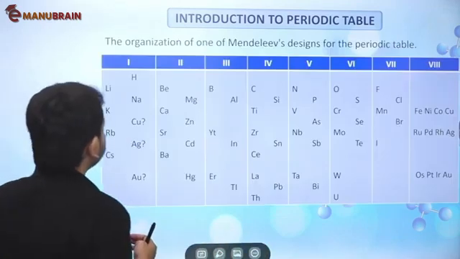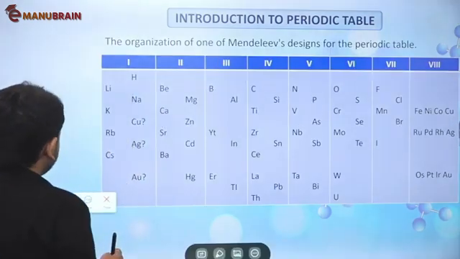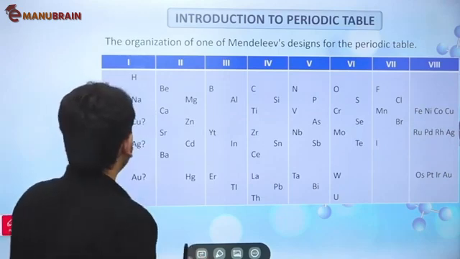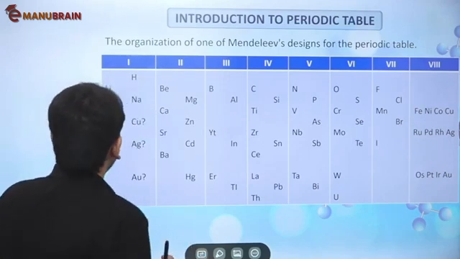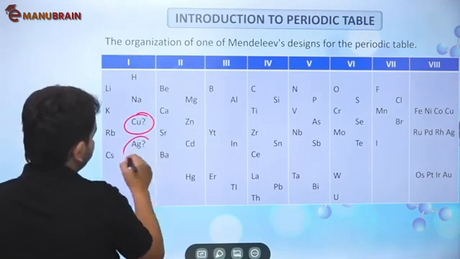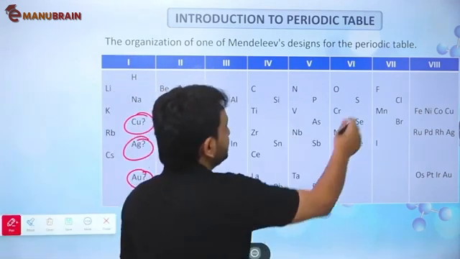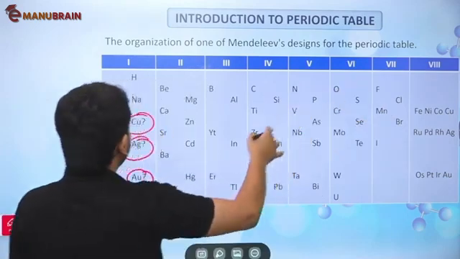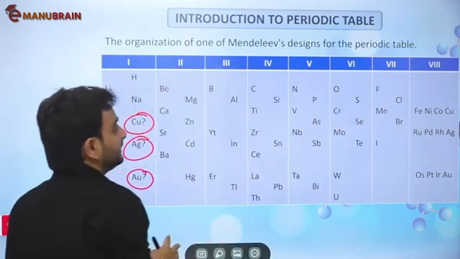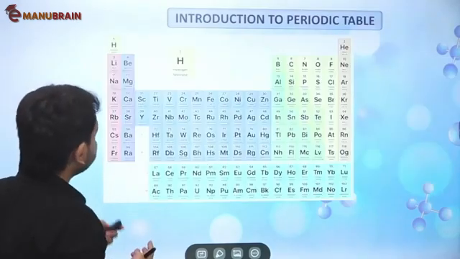In fact, when the elements were not yet discovered, he was able to predict that there would be some element coming here. He was able to arrange them in 8 groups: 1, 2, 3, 4, 5, 6, 7, 8. And things moved on from there.